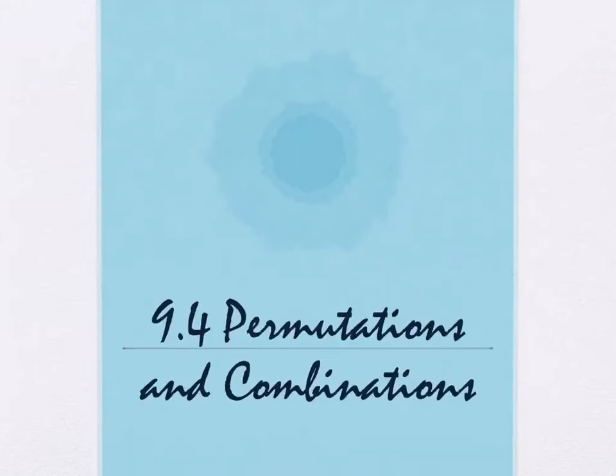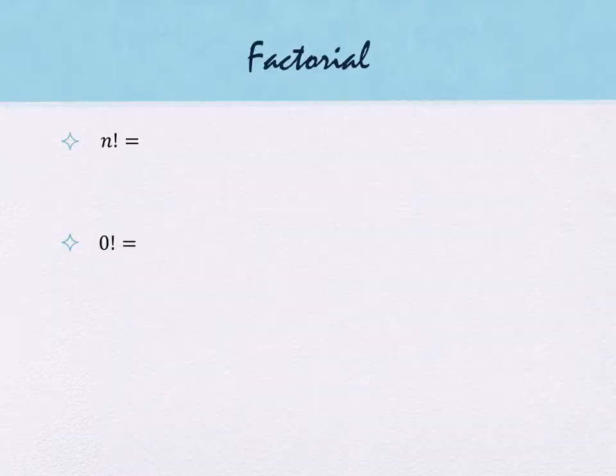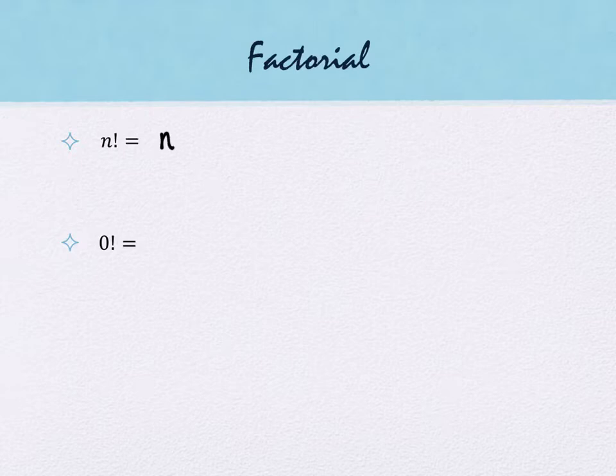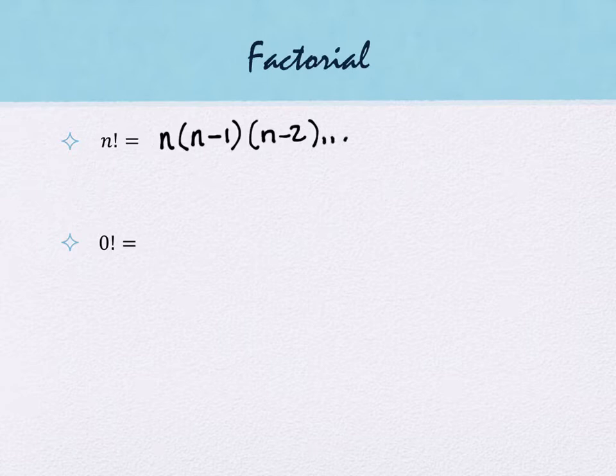All right, section 9.4, permutations and combinations. You may or may not have seen this notation before. It's called a factorial. So n factorial means we take n and multiply it by 1 less than n, that's n minus 1, and 1 less than that. And we keep going, multiplying all the way down to 3 times 2 times 1.